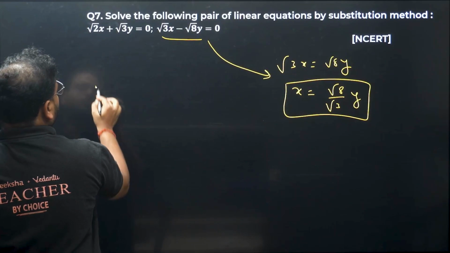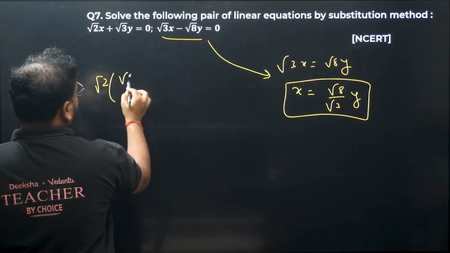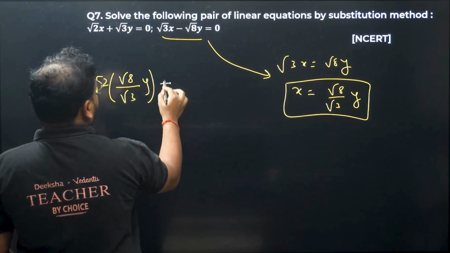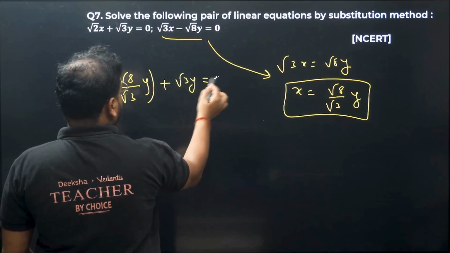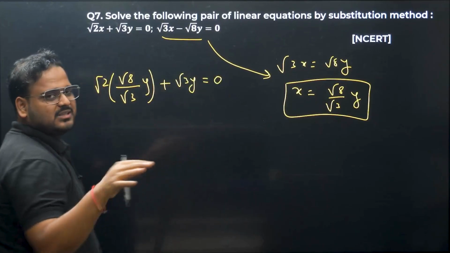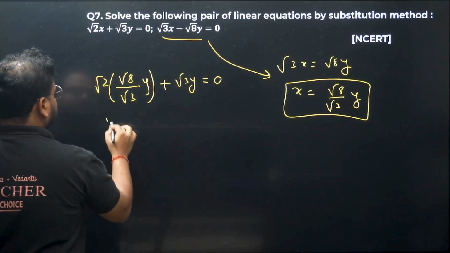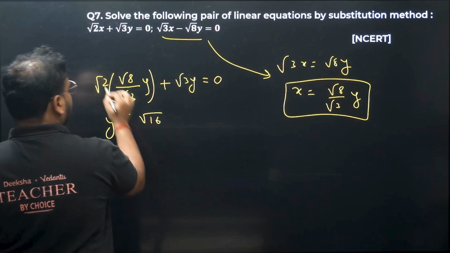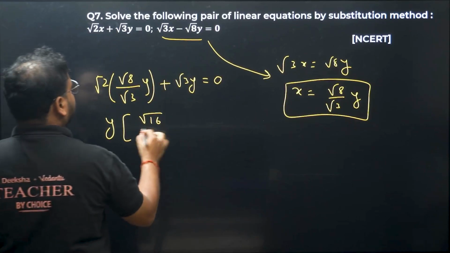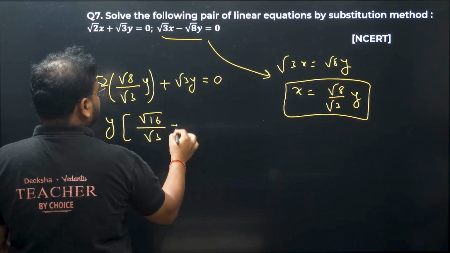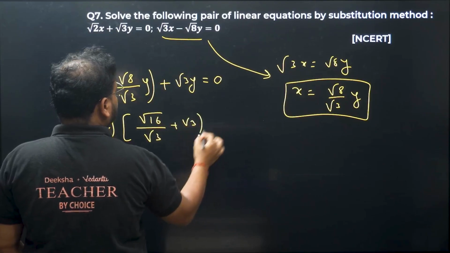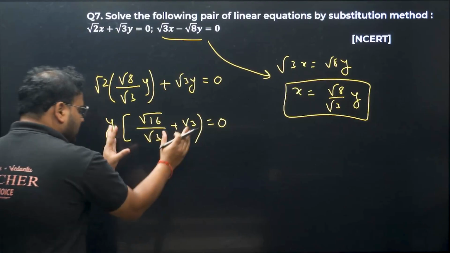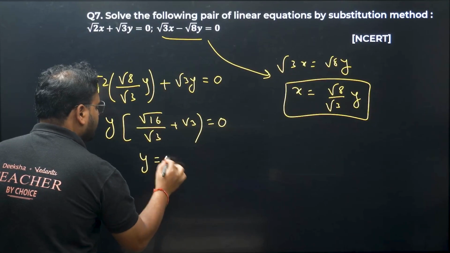I get root 2 times of root 8 upon root 3 y plus root 3 y equal to 0. Now you might want to simplify and all those things. Do not do that. Just take y common. You'll get here root 16, right? Root 2 into root 8 is root 16. y into (root 16 upon root 3 plus root 3) equal to 0. Yes, this is 4, but not required. y into something equal to 0 means y has to be 0. Correct?